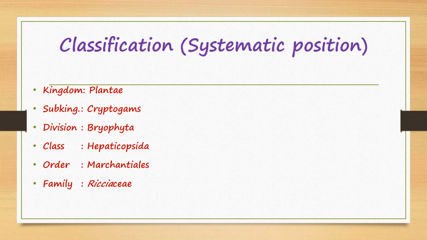Class Hepaticopsida. That means the thallus is gametophytic, dorsiventrally flattened structure. Order Marchantiales. That is, the characteristic feature of Marchantiales is that they must be dichotomously branched and the scales must be present. Family Ricciaceae, which means they must show air pore that should be simple. Sex organs must be seen in the mid-dorsal groove, and finally the sporophyte will be in the form of capsule.